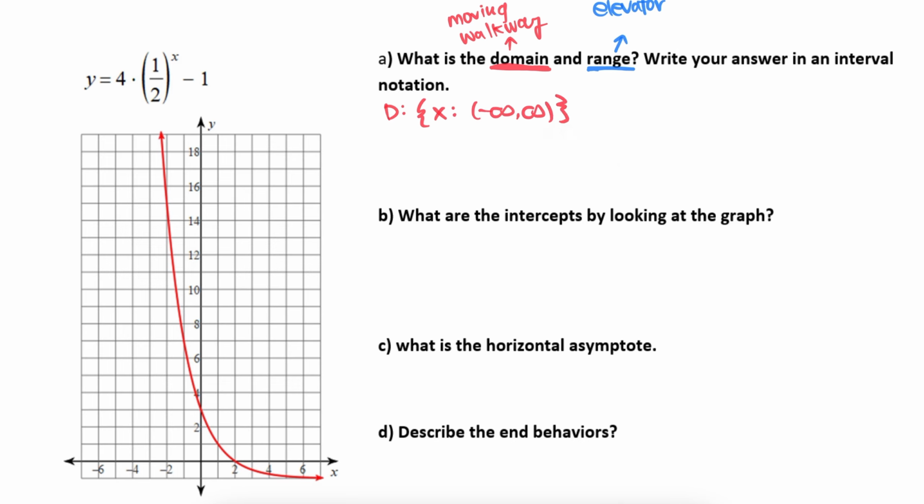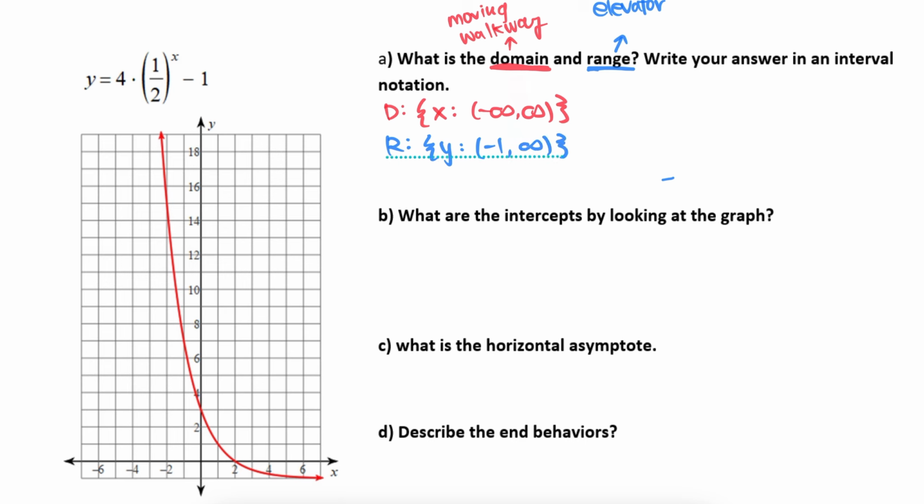For the range, how far does it go down? Okay, what is the lowest floor that the elevator is going to hit? Is -1. Okay, but not necessarily passing through the -1 because -1 is the horizontal asymptote. Okay, how far does it go up? Obviously, infinity because it's going up.